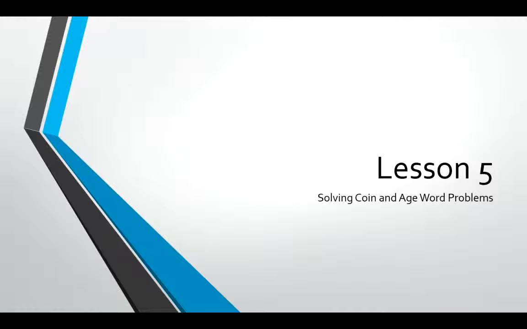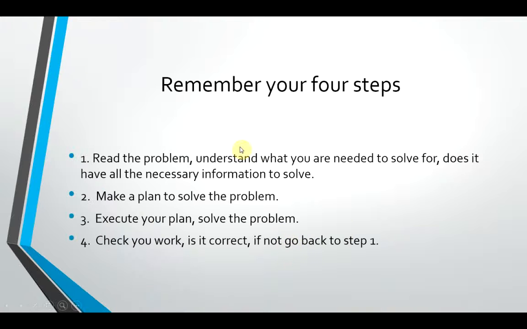Before we start our lesson, let's review again the 4 steps that you need to solve word problems. Number 1, read the problem. Make sure you understand what is needed to be solved. Does it have all the necessary information to solve? Number 2, you're going to make a plan to solve the problem. Number 3, execute your plan, solve the problem. Number 4, check your work. Is it correct? If not, go back to step 1. Now that we have reviewed the 4 steps, let's move on to solving.